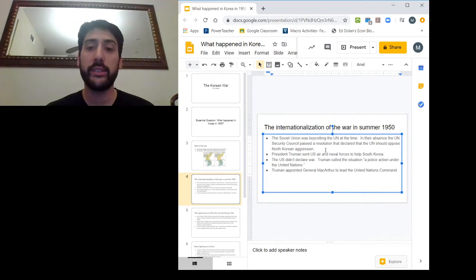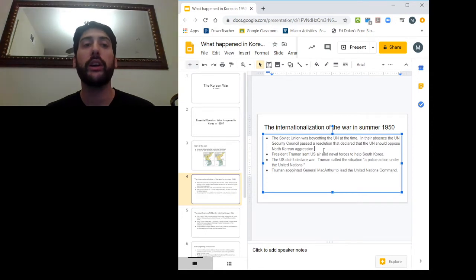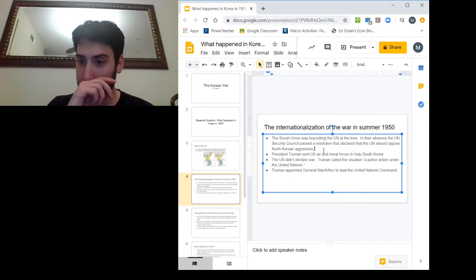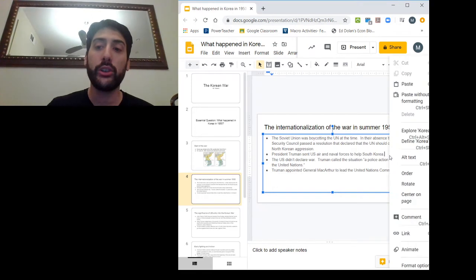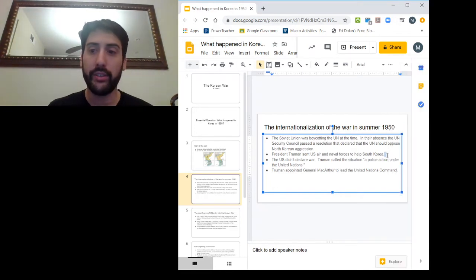So what does the United States do? They get the UN to pass a resolution declaring that North Korea is the aggressor and that the UN should work to stop this aggression. All right. So right away, President Truman, who's president in 1950, sends U.S. air and naval forces to help South Korea. Originally, at first, they're not sending troops.